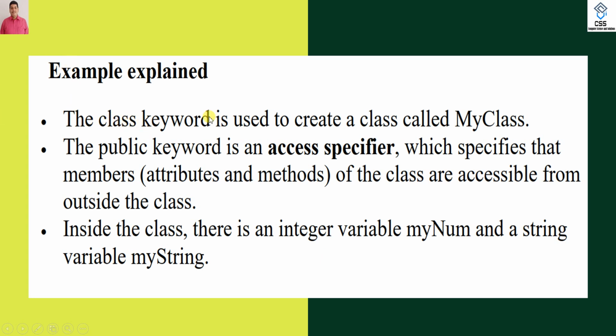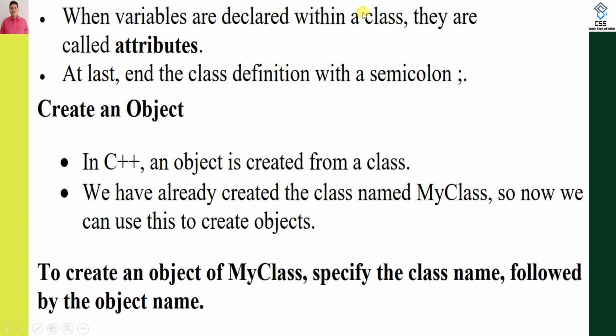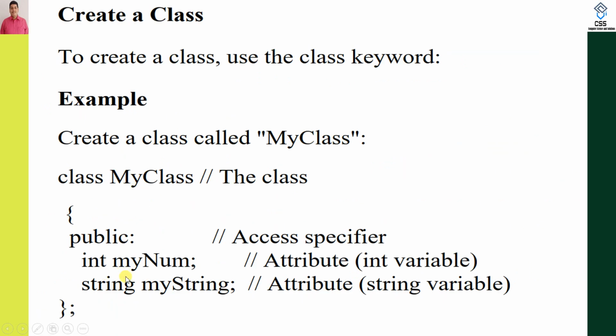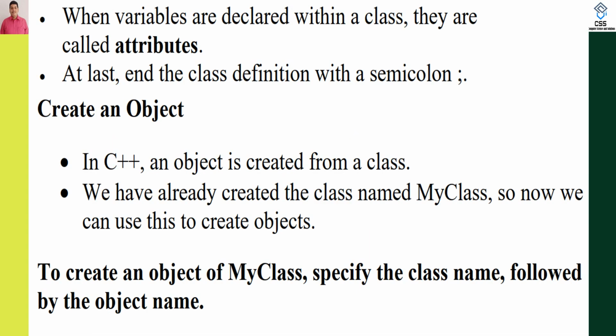To discuss: class is a keyword. Public is the access specifier, which specifies whether the attributes and methods of the class are to be accessible inside or outside. Inside the class there are variables like myNum, myString, etc. All are known as your members. When variables are declared within a class, they are called attributes. Any member declared within the class, that is myNum and myString, is known as an attribute of the class. At last, the class definition ends with a semicolon according to the syntactical structure.